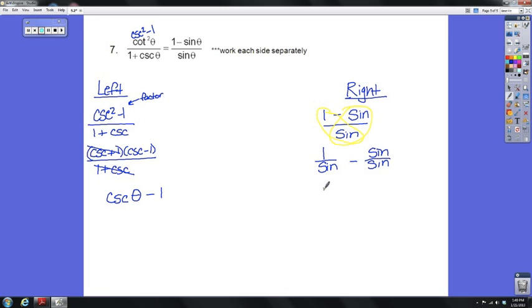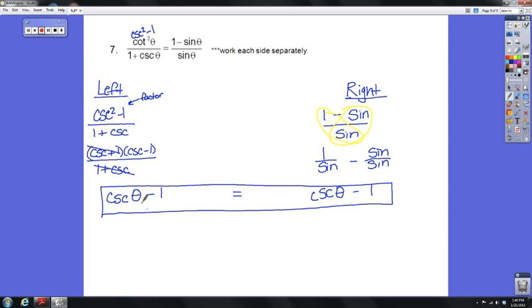Well, 1 over sine is cosecant of theta. And sine divided by itself is 1. Hey, check it out. The left-hand side equals the right-hand side. So there you go. The left-hand side equals the right-hand side.